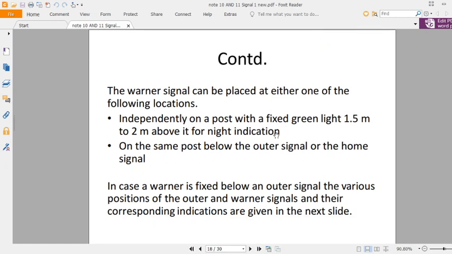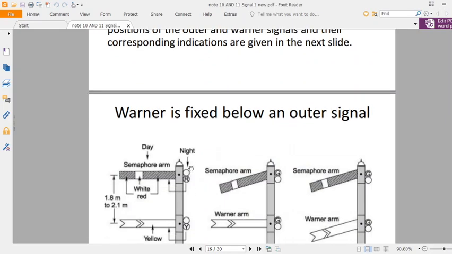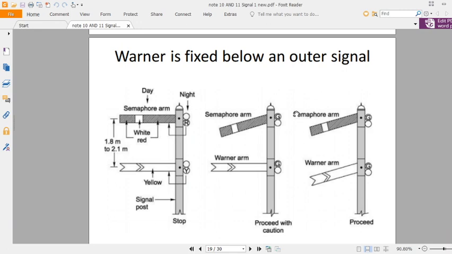Now the warner signal can be placed in either one of the following locations: independently on a post with a fixed green light 1.5 meter to 2 meter above it for night indication, or on the same post below the outer signal, the home signal or stop signal. Okay, in case the warner is fixed below a stop signal, then the various aspects of the signal are indicated here. So this warner is fixed below an outer signal. See, in the topmost position a stop signal is provided, and below it a warner signal is provided.